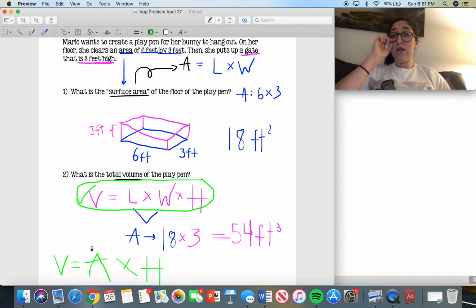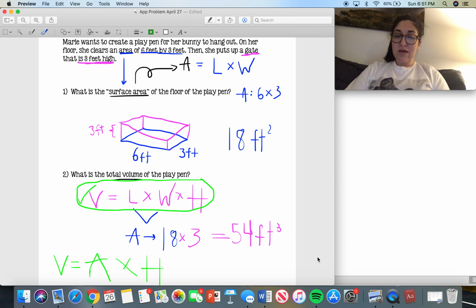Now, if you wanted to check it, you could do 6 times 3 times 3, and you would end up getting this as well. You would end up getting 18 times 3, and you would get 54.